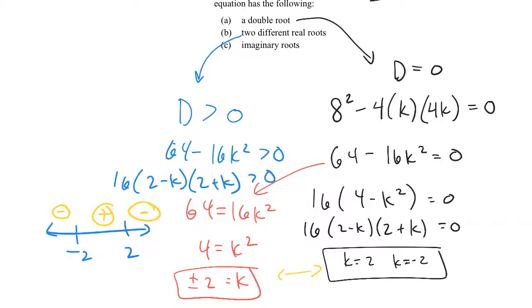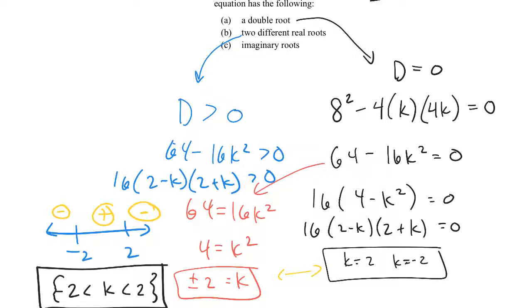We want to know when the discriminant was greater than 0. Which region is greater than 0? The middle one. So our answer for part B is not k equals 2 and negative 2. It's that k is between negative 2 and 2. Here's my solution set for part B. Okay, part A is on the right, and part B is on the left.